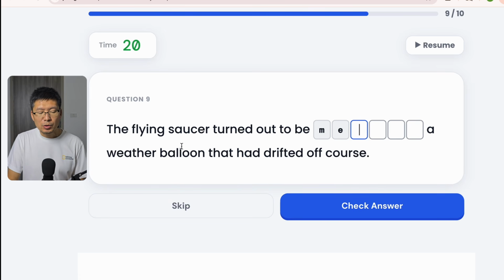The flying saucer turned out to be what? A weather balloon that had drifted off course. So it's about the flying saucer turned out to be what? A weather balloon. Turned out means it's finally be something, right? So think about the answer for 3 seconds.